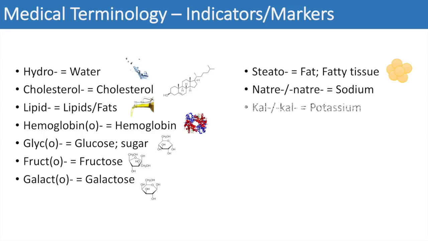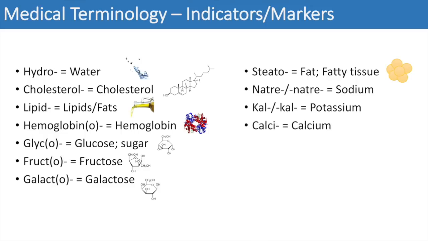Likewise, kal, which stands for potassium, is extremely important as well. So you can think of hyperkalemia or hypokalemia. Hyperkalemia, you might have too high of a concentration of potassium in the blood, or hypokalemia, you might have too low of a concentration of potassium in the blood. These, again, are incredibly important, and they can have devastating health impacts.